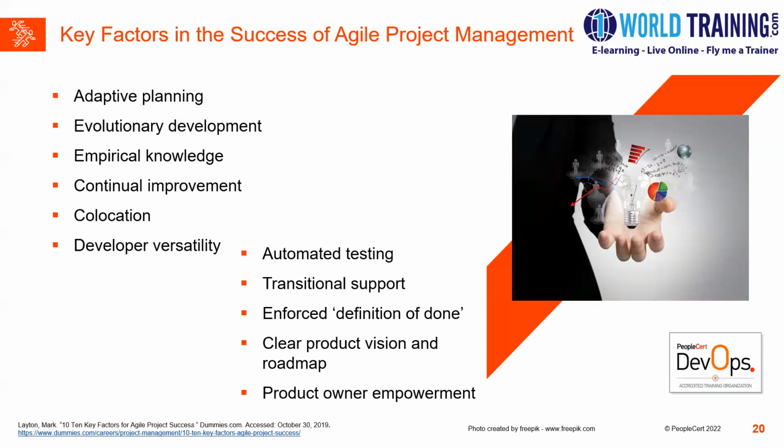So these are the 10 key factors for the agile project to be successful. If you want to refer to it in more detail, you can refer to these links.